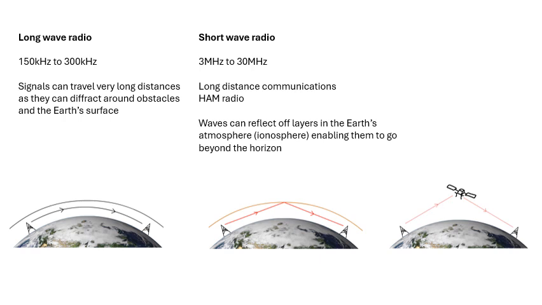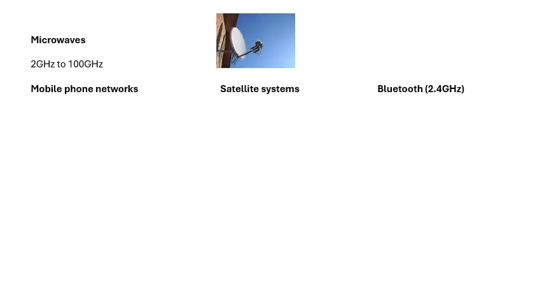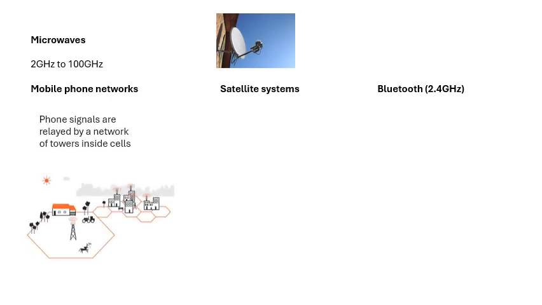Obviously, satellite communication, microwaves can travel through the Earth's atmosphere, and then you can use a satellite to relay signals to a very, very large area, and again to get over the horizon. So microwaves from 2 gigahertz up to 100 gigahertz. Here are some different uses of microwaves: mobile phone networks, satellite systems, Bluetooth.